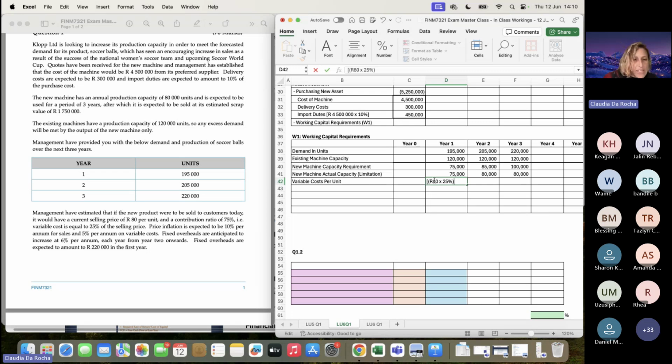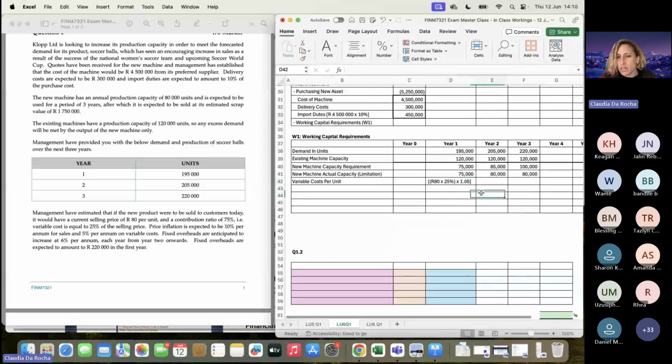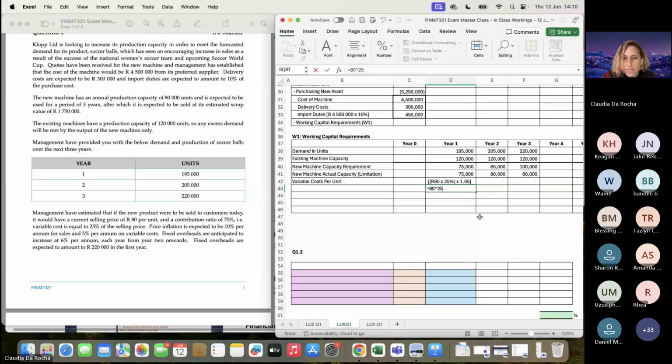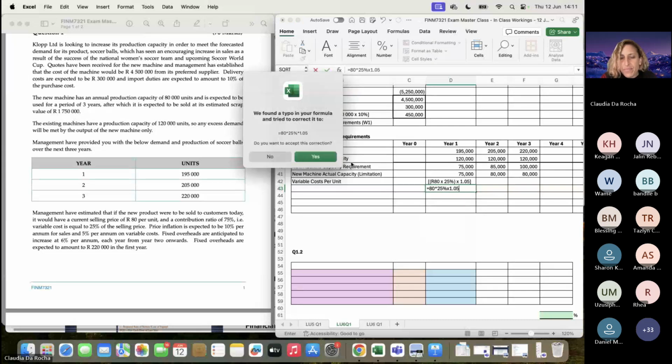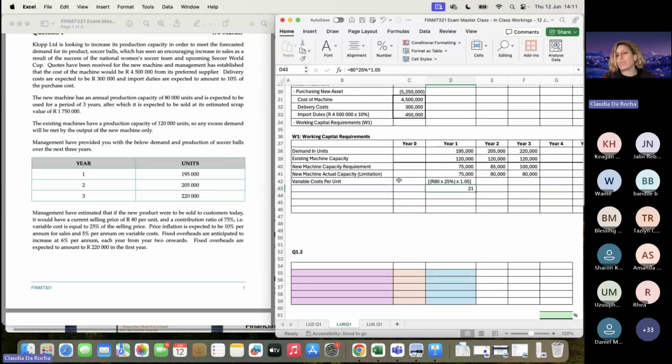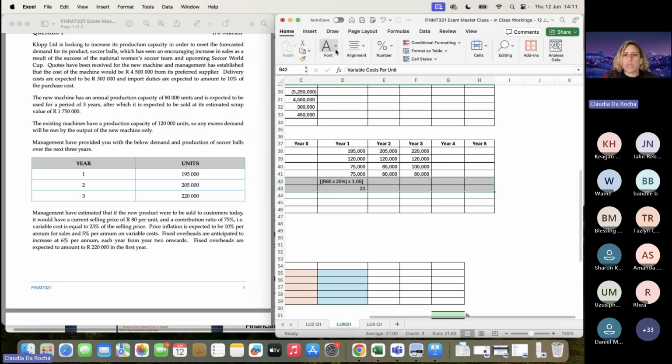What did we say for our 5% for variable cost? So we need to say times 1.05, or you can add 5%. So this is our calculation here. Okay, so it's 80 Rand times 25% times 1.05, which will give us 21. Okay. So this is our variable cost.